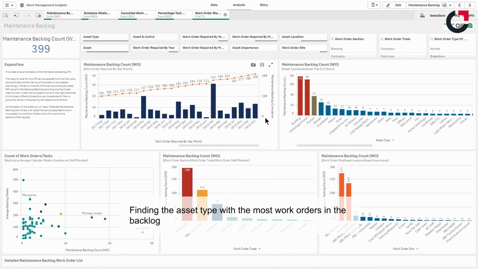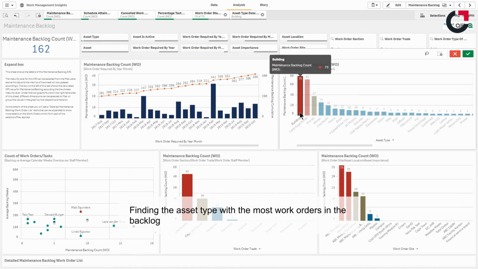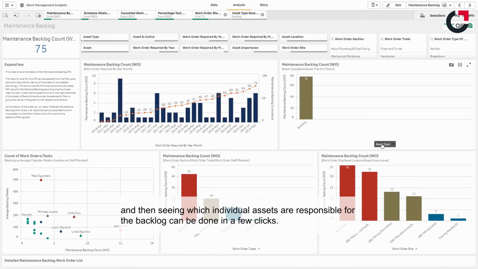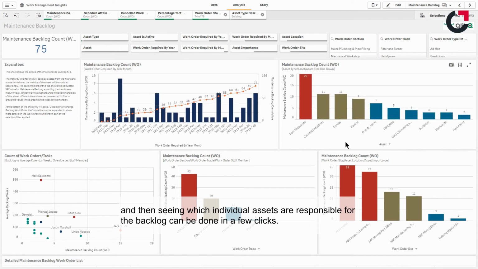For example, finding the asset type with the most work orders in the backlog, and then seeing which individual assets are responsible for the backlog can be done in a few clicks.